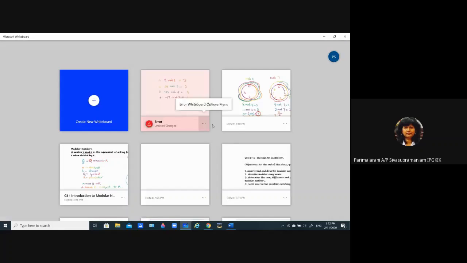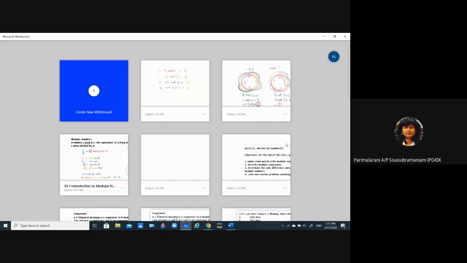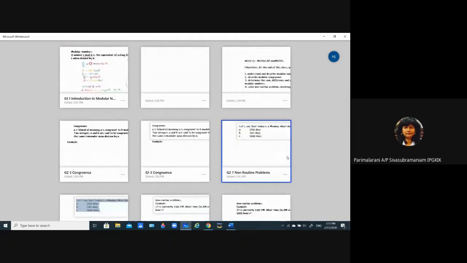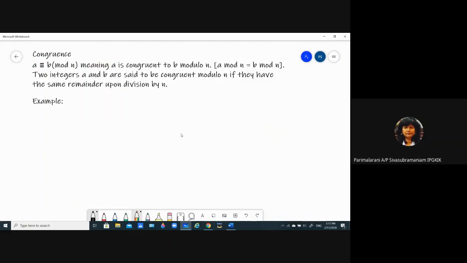Okay, we continue. Next, after the introduction of modular numbers, we're going to look at congruence. Just now we introduced this symbol. This symbol is congruence. This is equal and this is congruent.